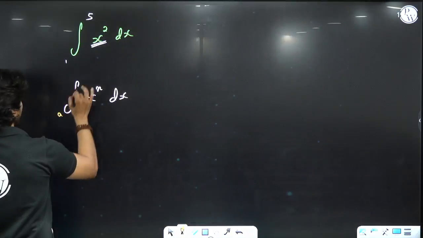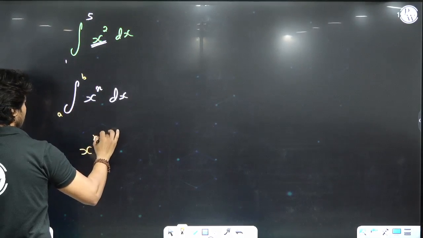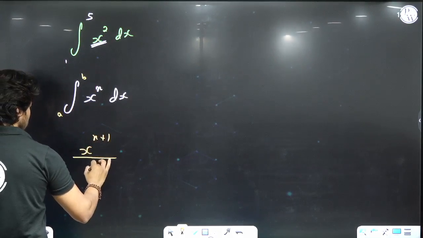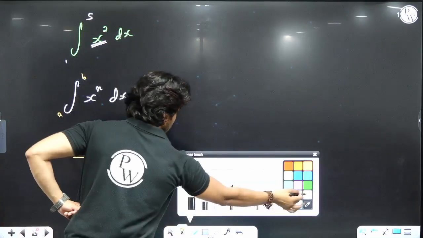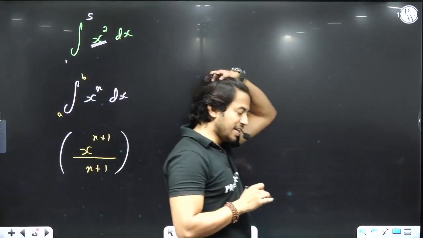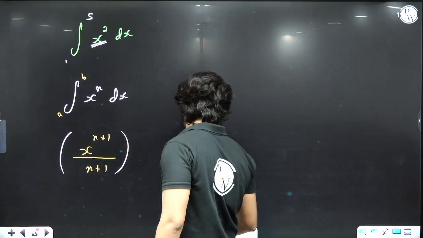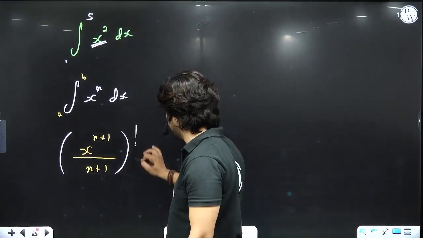Okay, let's say from a to b. The integration is x to the power n plus 1 divided by n plus 1. Now what to do with these limits?